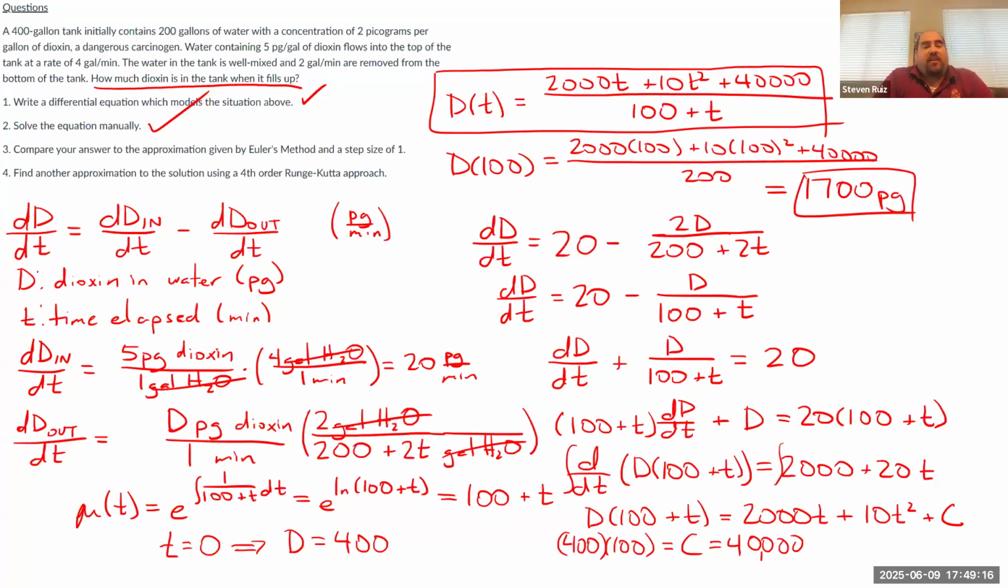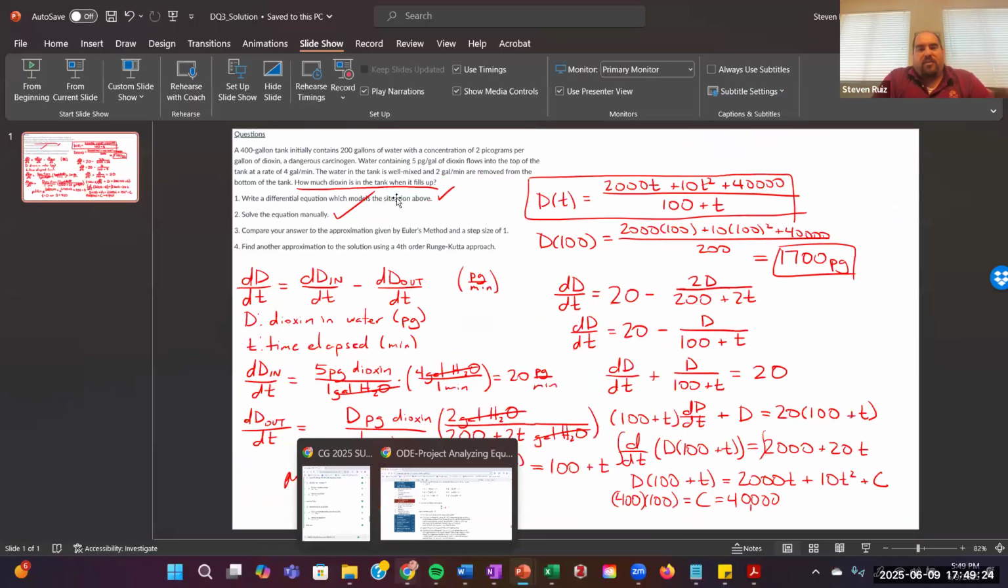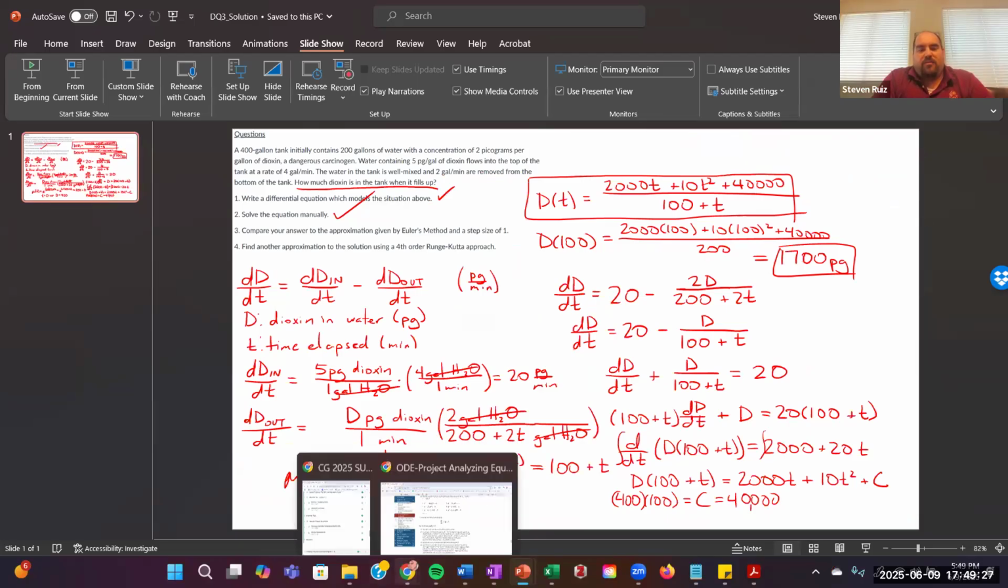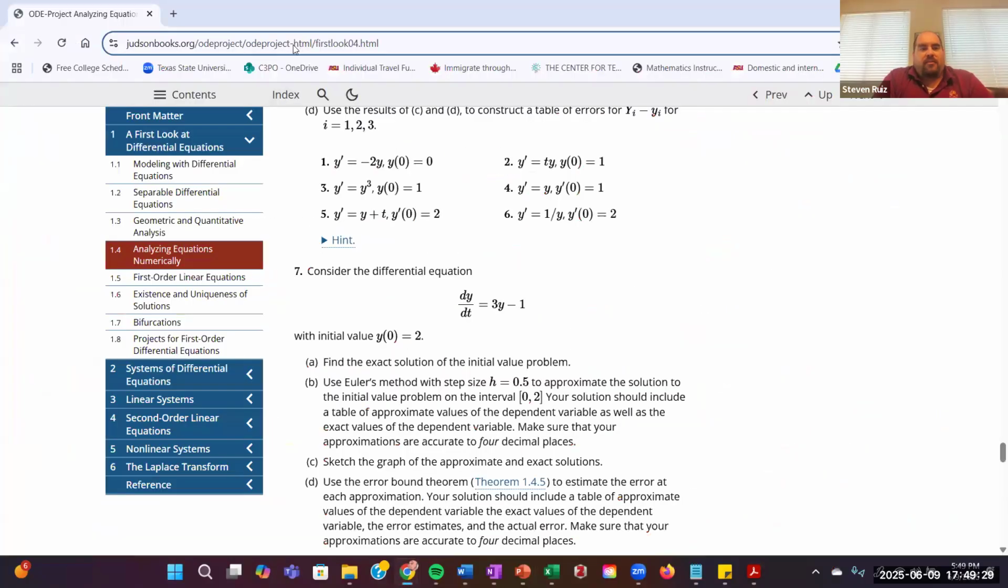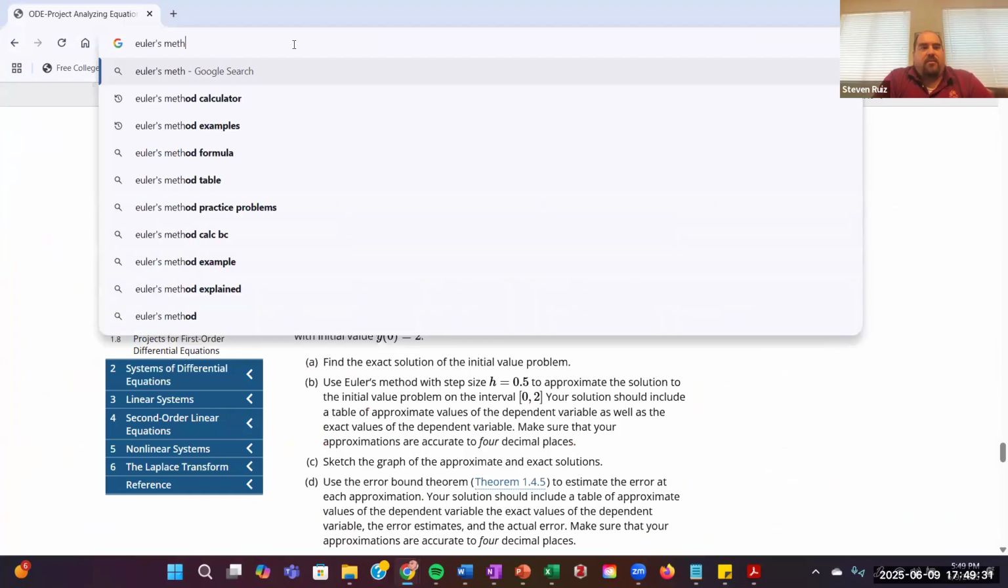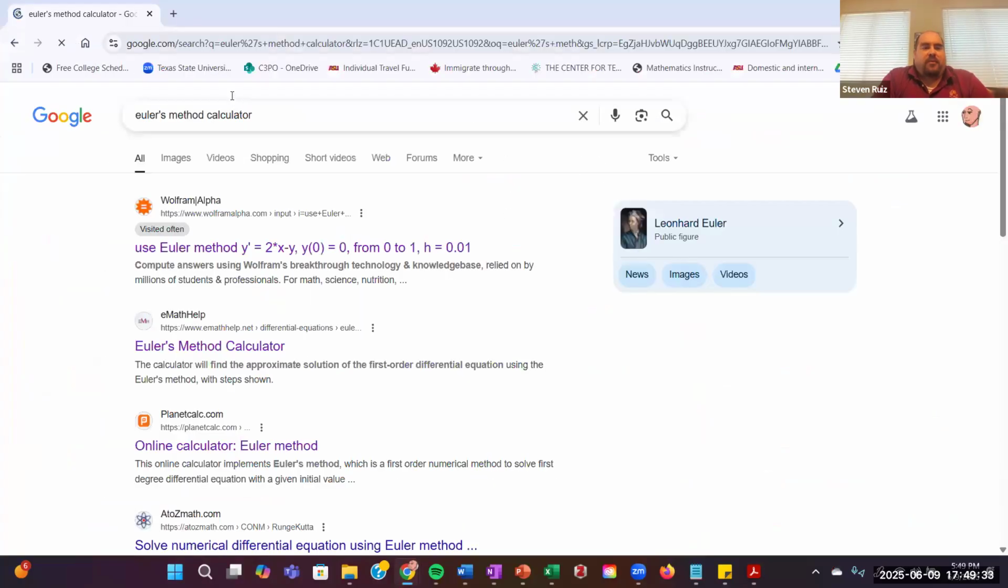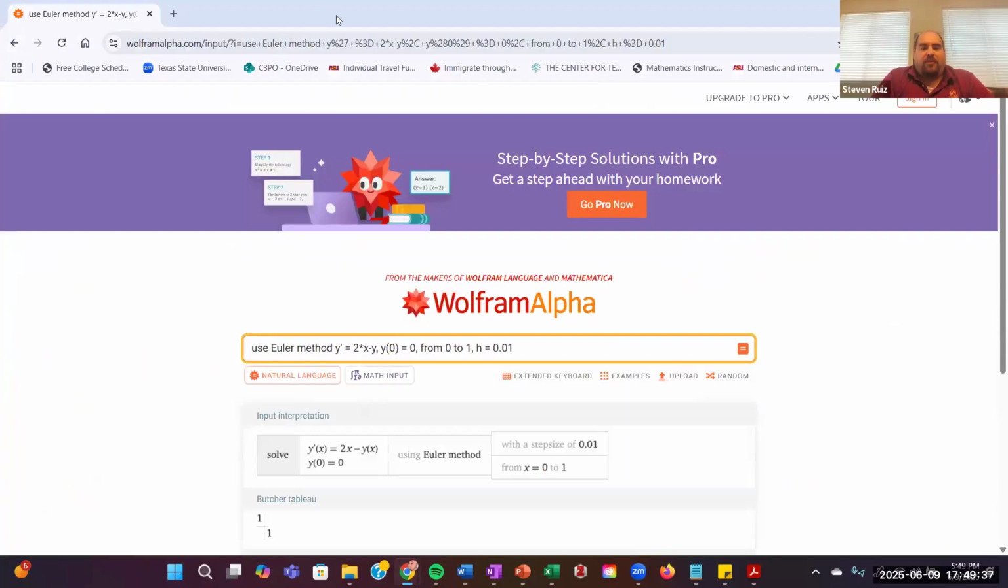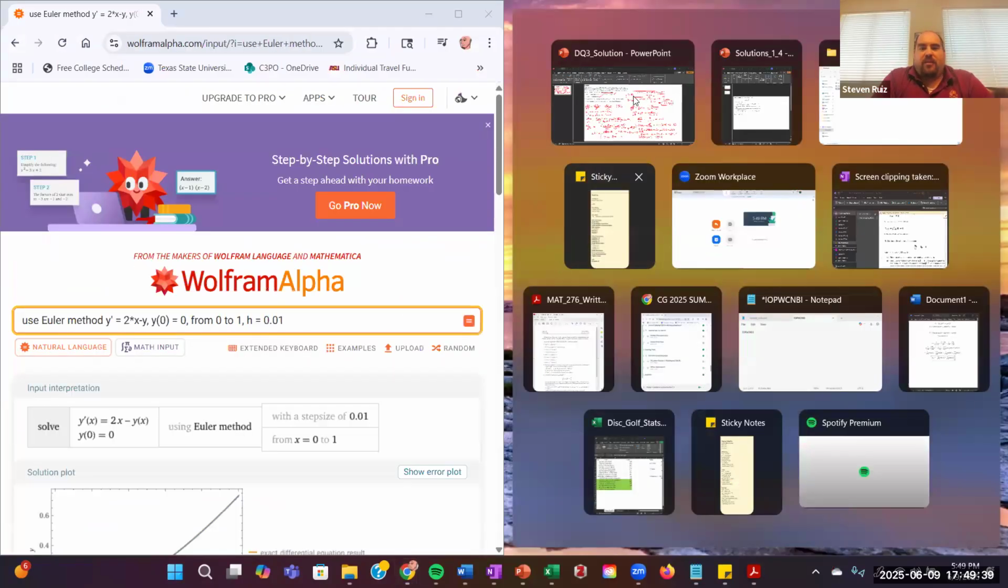So now let's figure out what happens when I set this up using Euler's method. So we're going to back out of this. I am not going to do Euler's method with a step size of 1 by hand. So, Euler's method calculator. Use Euler's method. Okay, so what is my equation?